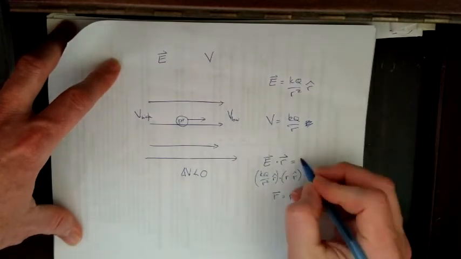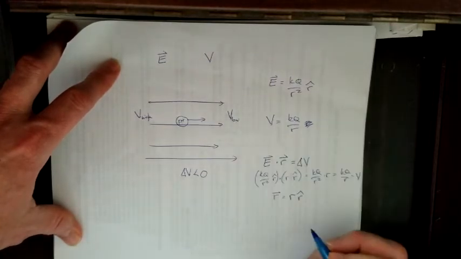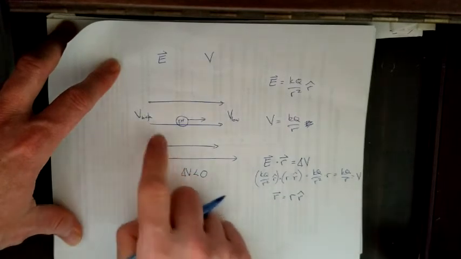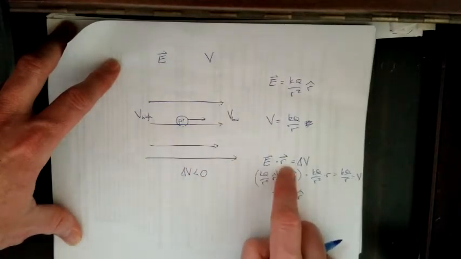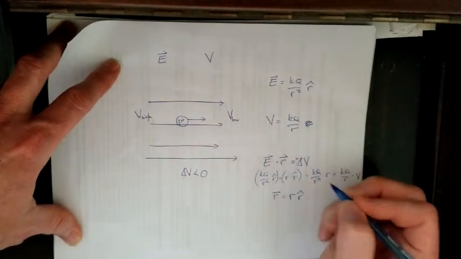In reality, this would be equal to the change in potential. But we've already established that the potential is negative in the direction of the electric field. So if I'm going in the direction of the electric field, this actually would have a negative show up.